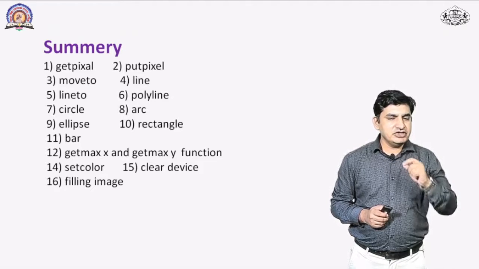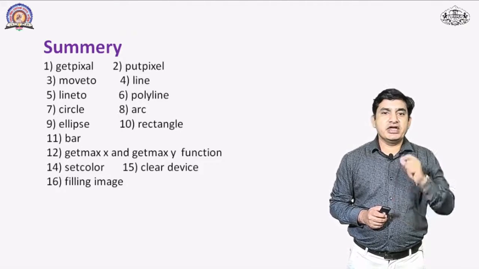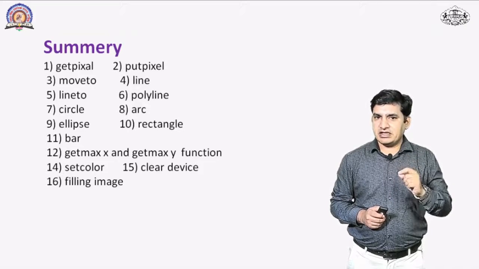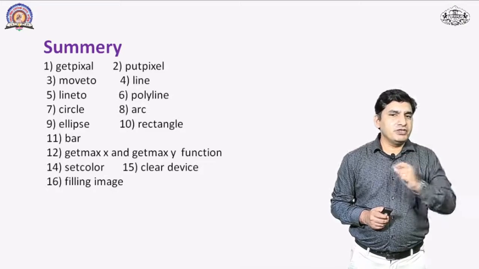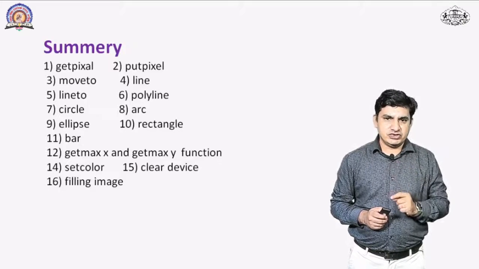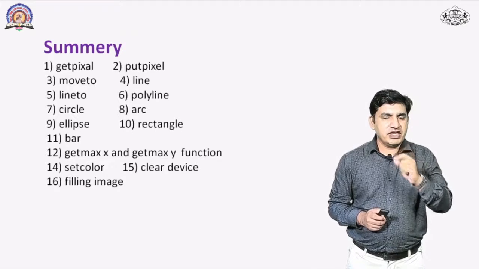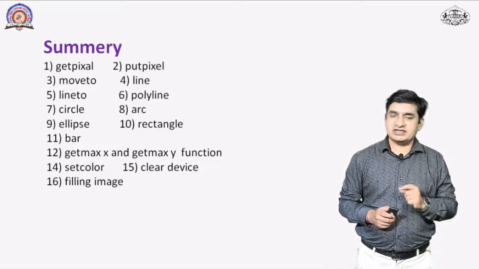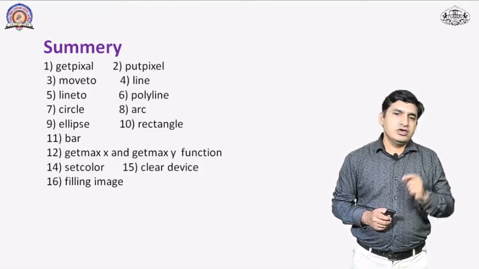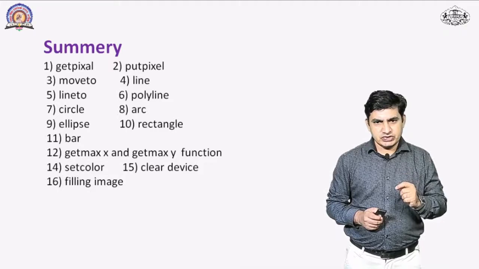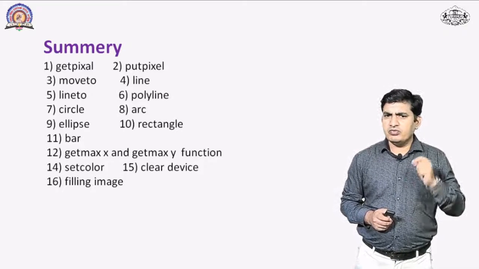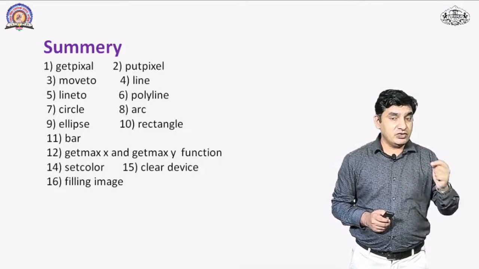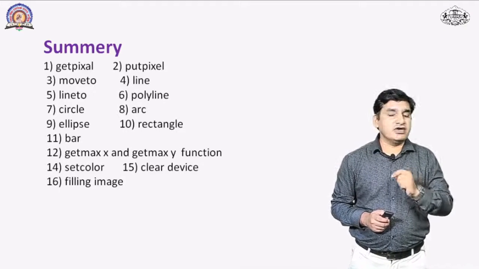In this lecture we discussed getpixel. Getpixel is used to get the particular location of a pixel on the screen. Putpixel is used to get the pixel, or we can change the color of that pixel. Moveto is a function used to move the current location to the specific location given in the function.